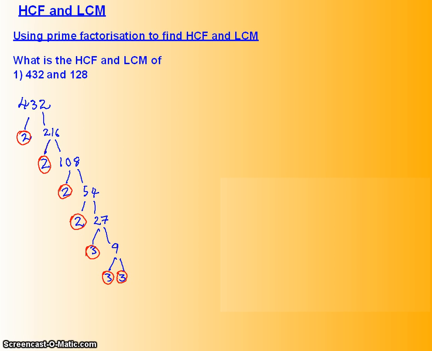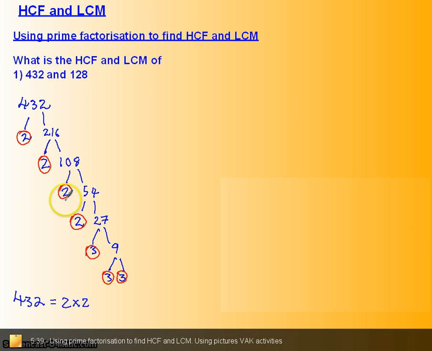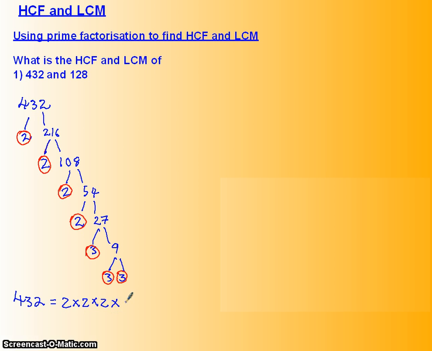So 432 as a product of its primes is written as 432 is equal to 2 times 2 times another 2 times 2 again times 3 times 3 times 3.